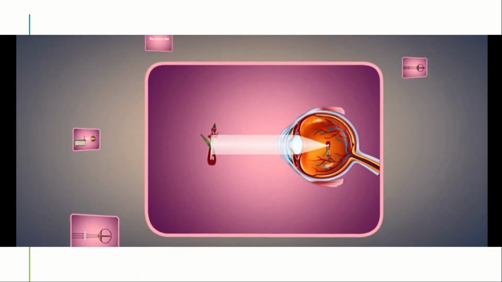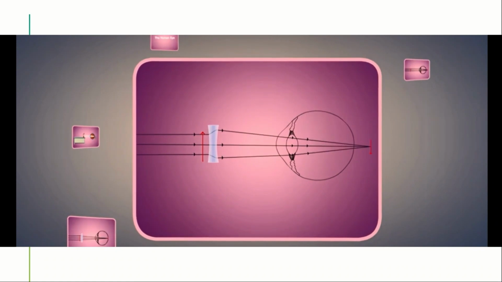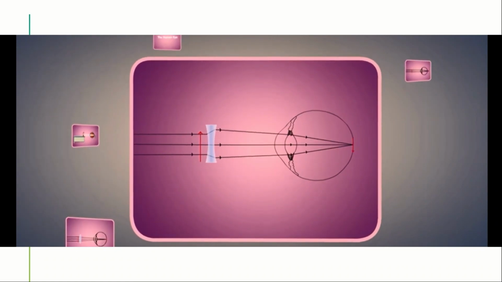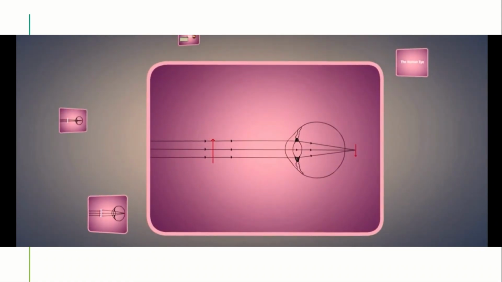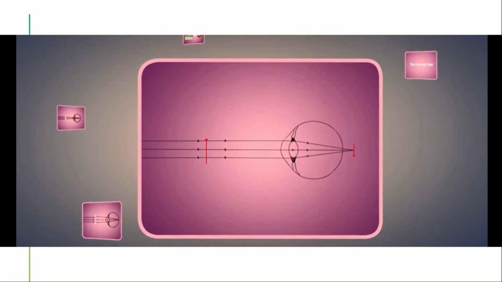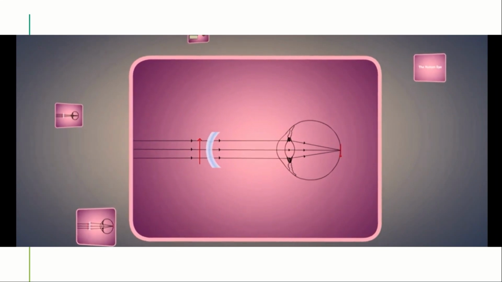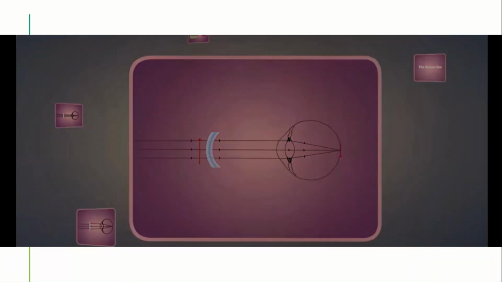In myopia, faraway objects cannot be seen clearly, and that can be corrected by using concave lens. In presbyopia, both nearby and distant objects cannot be seen clearly. This can be corrected by using bifocal lens. These are the important aspects in human eye and the defects. I hope you understood this.